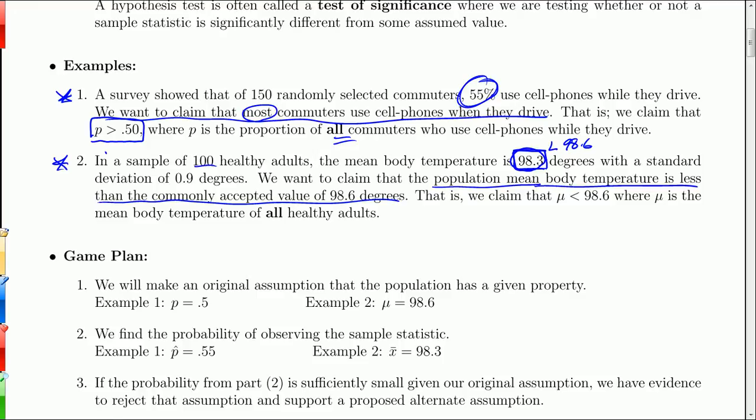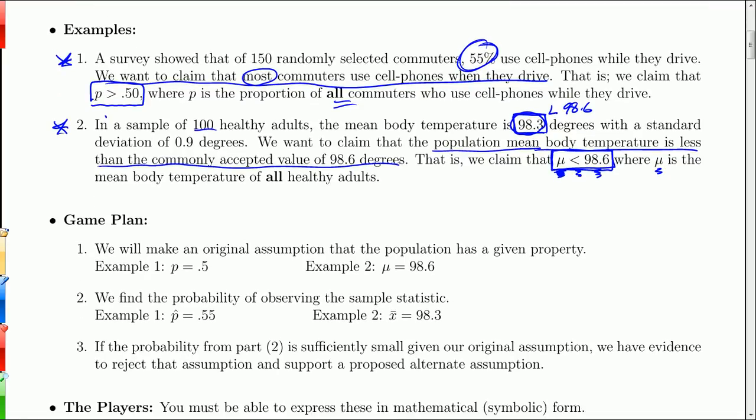And putting that in mathematical terms, we're claiming that mu, the population mean, is less than 98.6. So that sentence, the population mean body temperature is less than 98.6, is written very concisely with this simple mathematical inequality. In this case, mu is the population mean body temperature of all healthy adults.